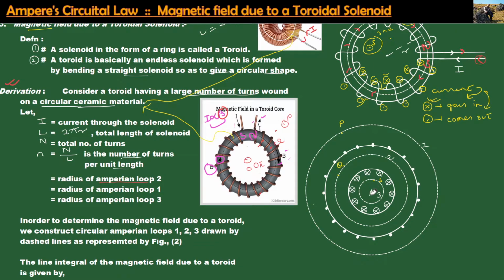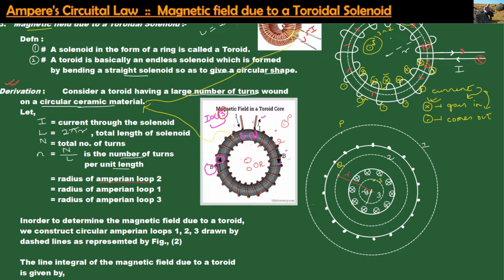Let's pay attention. Suppose that radius is R3. Then the second loop, drawn across this point Q, let its radius be R. So let that radius with respect to point Q be R.